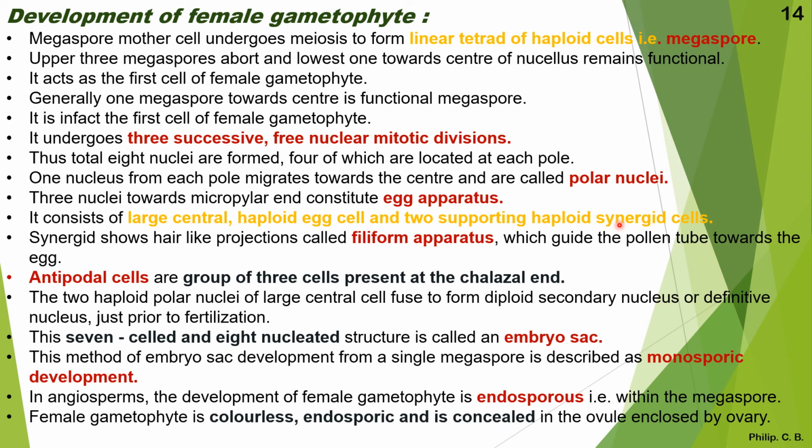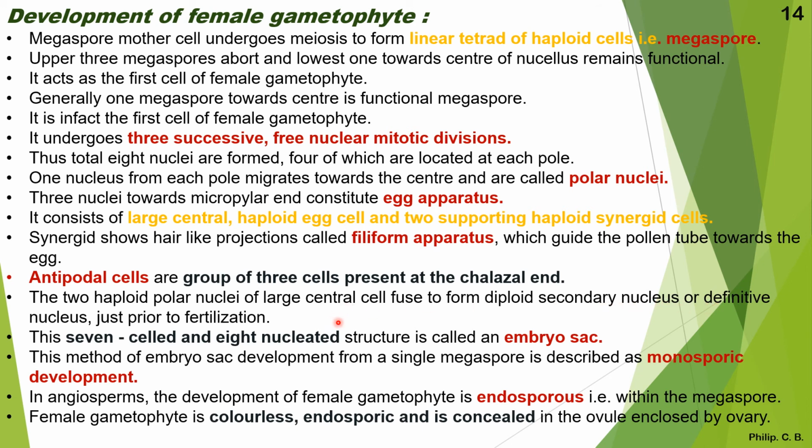So in the egg apparatus, one is a female gamete, that is the egg cell, and the 2 synergids, which are at the micropylar end. Synergids show hair-like projections called the filiform apparatus, which guide the pollen tube towards the egg. So it helps the pollen tube to come towards the female gamete. Antipodal cells are a group of 3 cells present at the chalazal end. The 2 haploid polar nuclei of the large central cell fuse to form the diploid secondary nucleus or definitive nucleus just prior to fertilization.